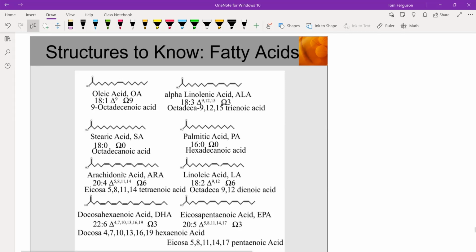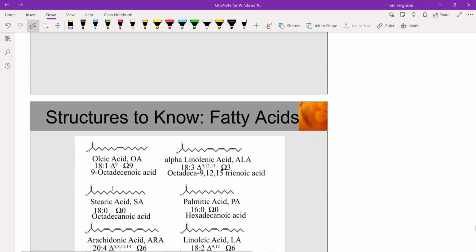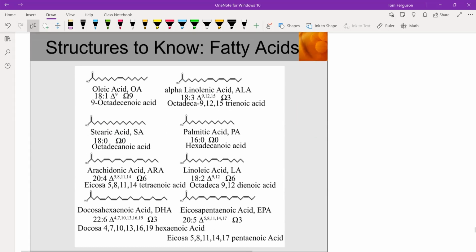Here's our arachidonic acid right here. Now with these acids, you need to be able to do the omega naming. Let's go with what you need to know in this. Okay, you need to know the common name. You need to know the IUPAC name. You need to know the delta and the omega-6 designation.